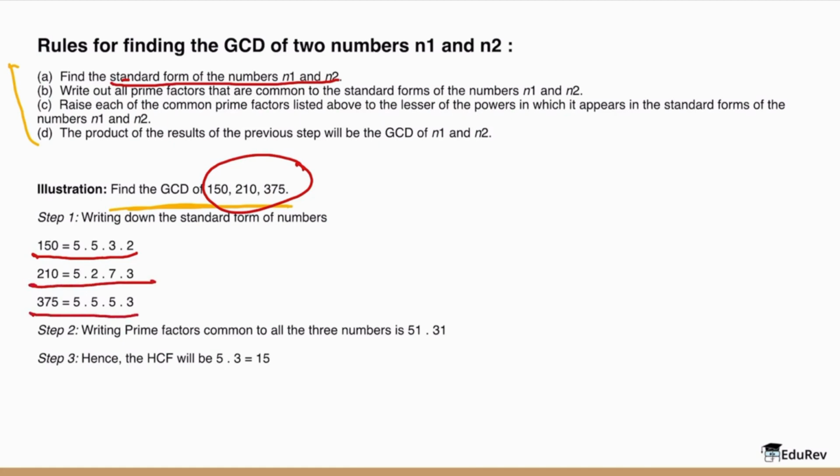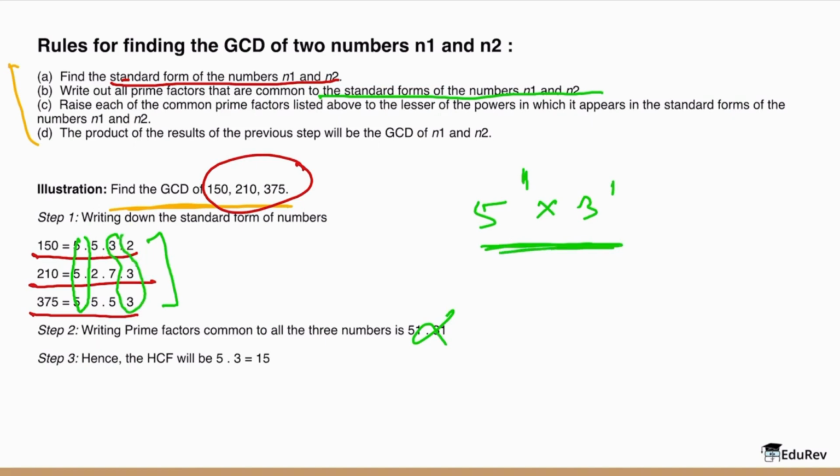So what is step 2? Step 2 is to write out all the prime factors that are common to the standard forms of the numbers. So common to these is 5 to the power 1 and 3 to the power 1. So 5 is common and 3 is common, correct? 5 one time and 3 one time are common to all of these.